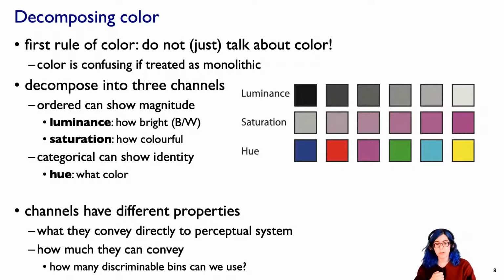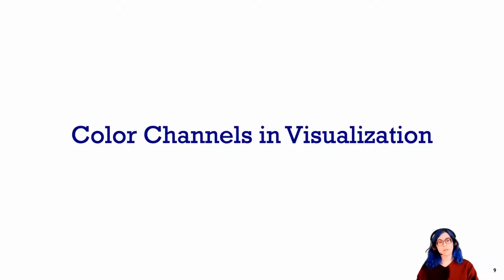These channels have different properties. So what do they convey directly to the perceptual system? How much information can they convey in terms of how many discriminable bins can we use? And so we'll dive into that. So let's talk about color channels in visualization.